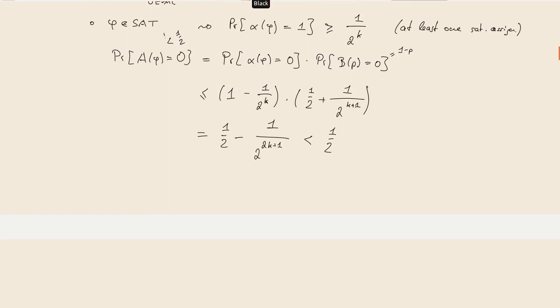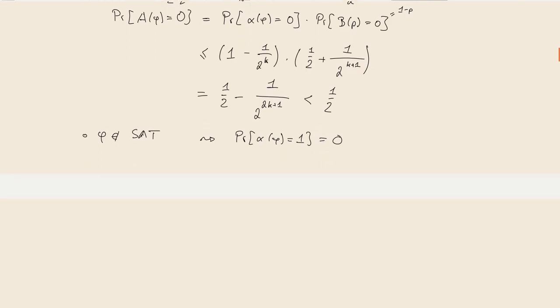And the second case now is that phi is not a satisfiable formula. Well, that means the probability to draw a satisfying assignment must be zero, because there is none. Now we again compute the probability that the algorithm rejects this formula. But this time we want to show that this is actually greater than 1 half, because it's the correct answer now, right? If phi is not satisfiable, we want the algorithm to reject.